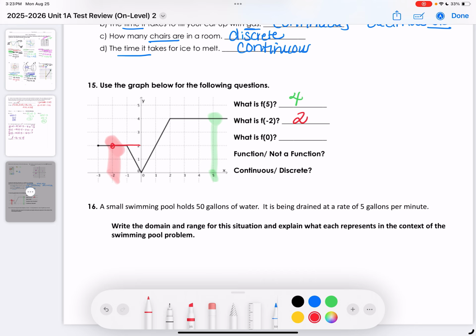Oop, I went too far to erase. All right, f of 0, so it doesn't really go anywhere, it's just 0, 0. So the x value is 0 and the y value is 0. This is a function. It passes the vertical line test. It is continuous. You don't need to lift your pencil to draw.